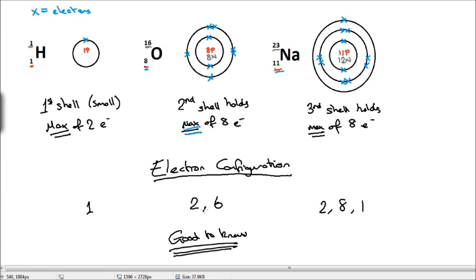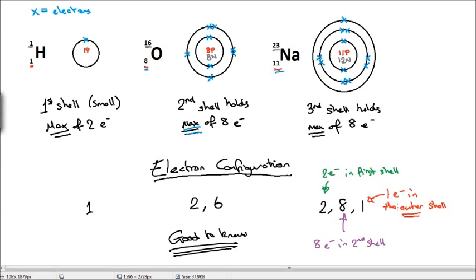So the comma tells me that I've gone up to a new shell. If I was just looking at this electron configuration here, then this would tell me that there are 2 electrons in the first shell, there are 8 electrons in the second shell, and then finally there is 1 electron in the outer shell. And talking about the outer shell, that's something we're going to come back to a little bit later. So just be aware of that term.